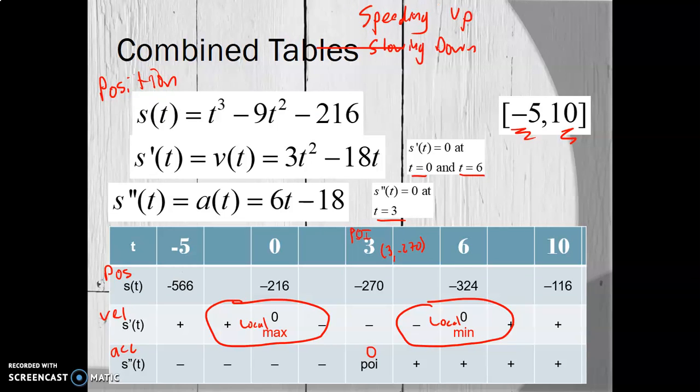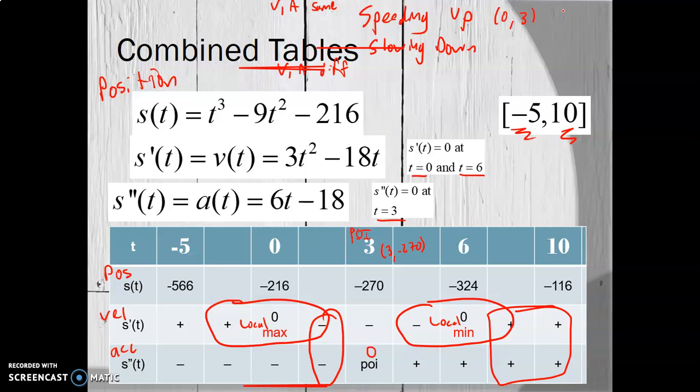Now, a common question is, when are you either speeding up or when are you slowing down? Remember, we're speeding up when velocity and acceleration have the same sign, and we're slowing down when velocity and acceleration have different signs. So a table like this will help you answer that question also. We're speeding up when we have the same signs. So same signs here and same signs here. So we'd be speeding up on the intervals 0 to 3, and then again from 6 to 10. Just always do open intervals.